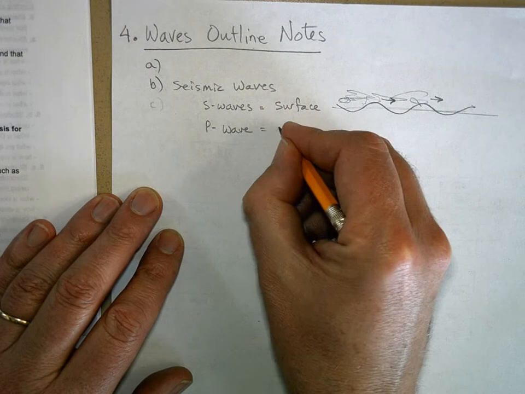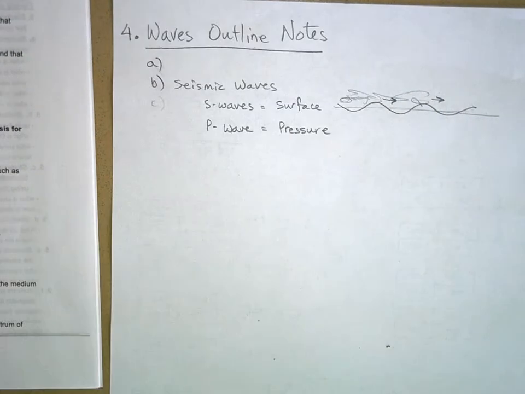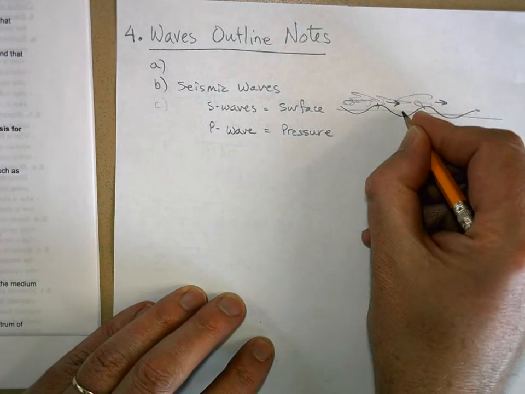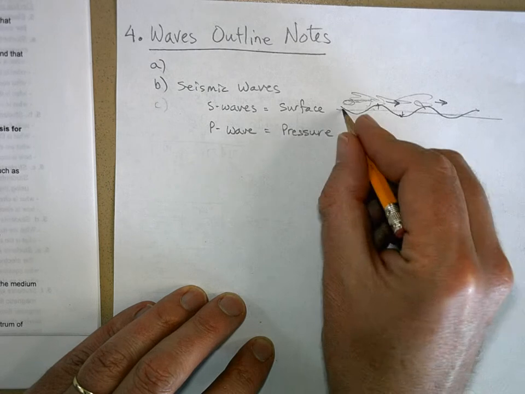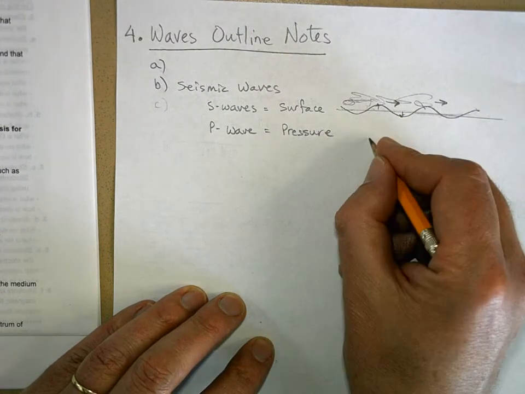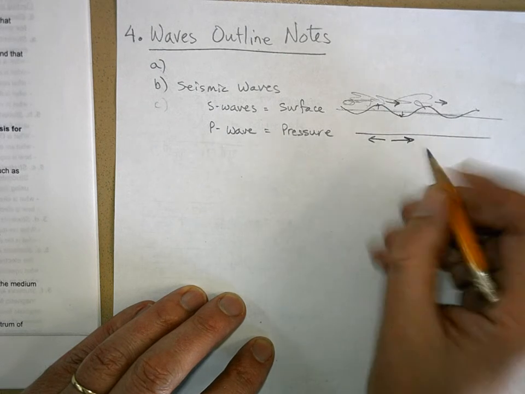And P is for pressure. It's a pressure wave, and this is a longitudinal wave. That is, like this is a transverse wave, right? The amplitude is transverse to the direction of the wave motion. But in a pressure wave, so here's the ground, and the ground actually moves back and forth like this.